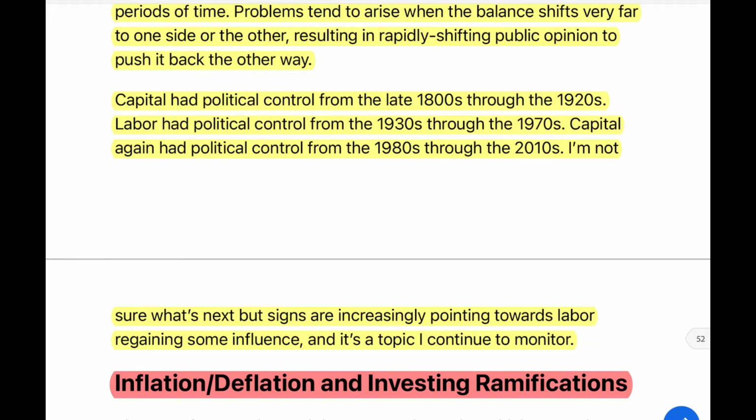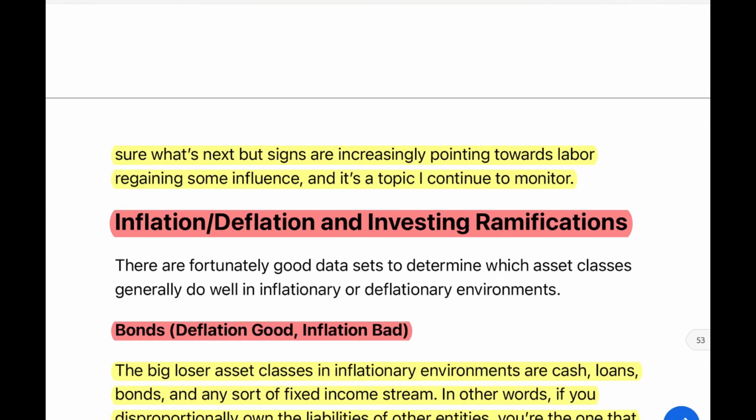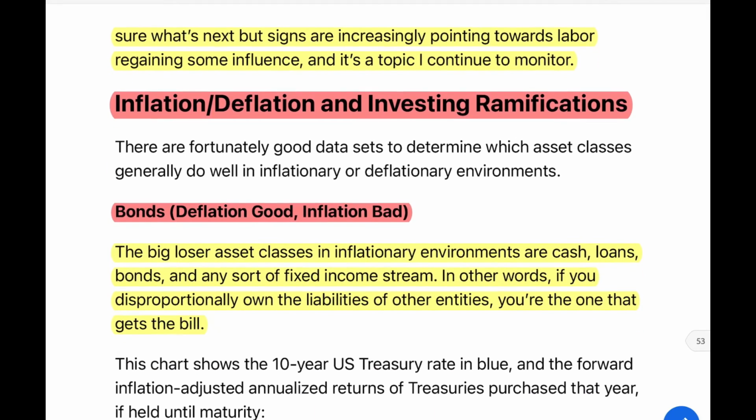I think in today's environment, you're seeing that pendulum shift really far left and really far right. Capital had political control from the late 1800s to the 1920s. Labor had political control from the 1930s to the 1970s. Capital again had political control from the 1980s to the 2010s. I'm not sure what's next, but the signs are increasingly pointing towards labor regaining some influence, and that's a topic I continue to monitor.